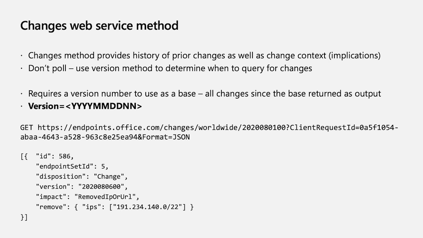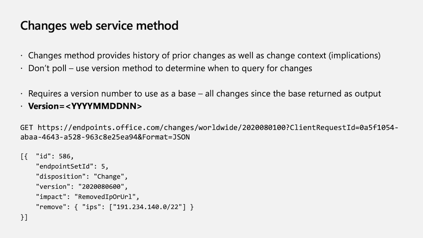And this might be used if you were implementing some automation that was going to keep some sort of a local data store of endpoints and then update them based on the changes that have occurred, as opposed to pulling down a current snapshot of everything from the Endpoints web service and updating via that method.